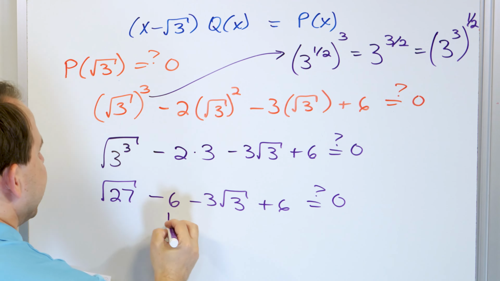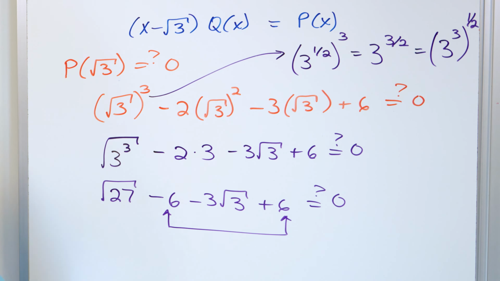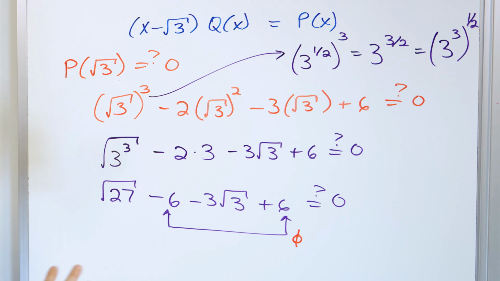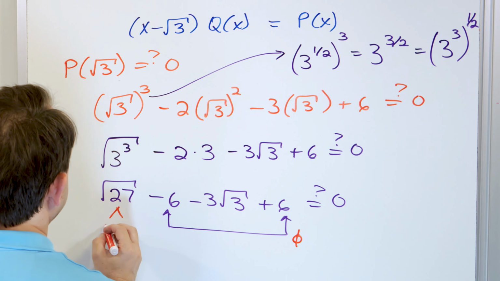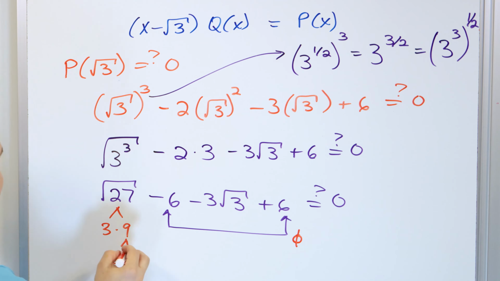Well, I can see right away that I actually have a negative 6 and a positive 6, so those go away. So I look like I'm starting to get closer anyway. But what is the square root of 27? It's 3 times 9, and then 9 is 3 times 3. So I have a pair right here.